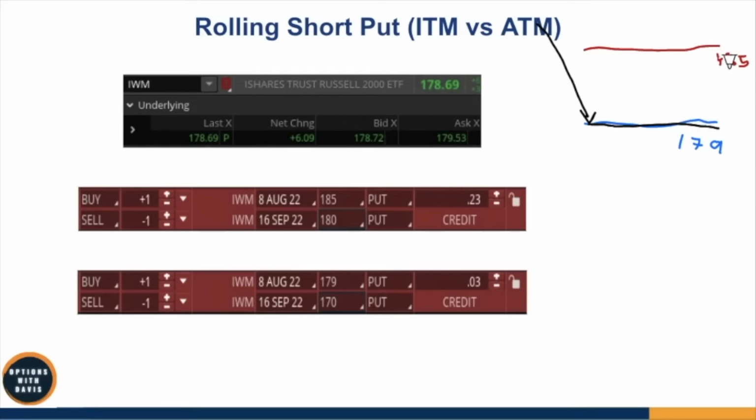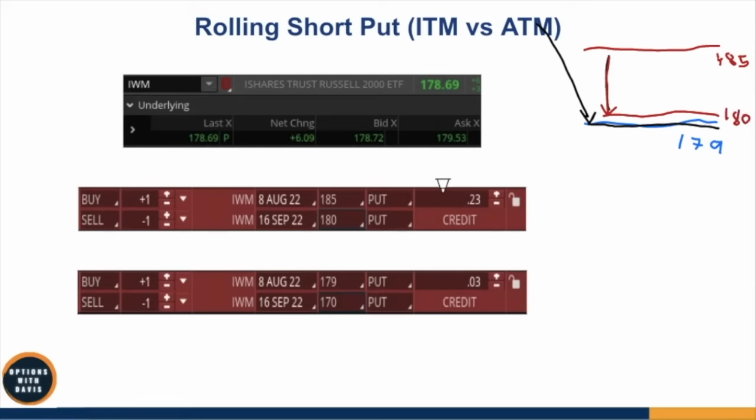So your short put is now in the money. All right, so what you did is you rolled it. As you can see, you rolled it from 185 to 180. So we rolled it all the way down. Let me just change the color on that. All right, we roll it down to 180, which is pretty much at the money.